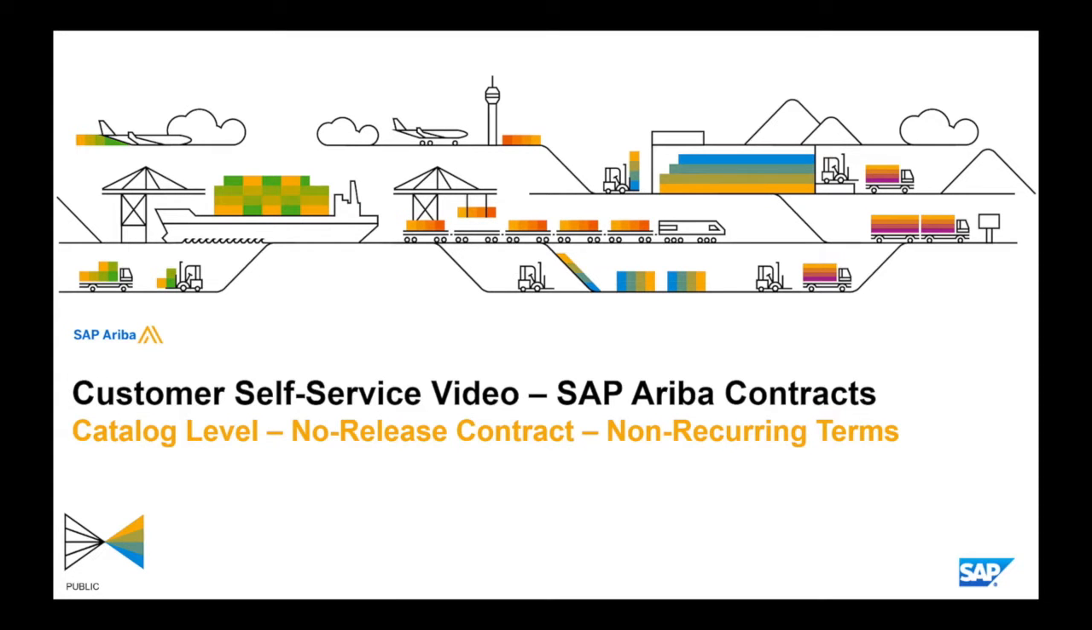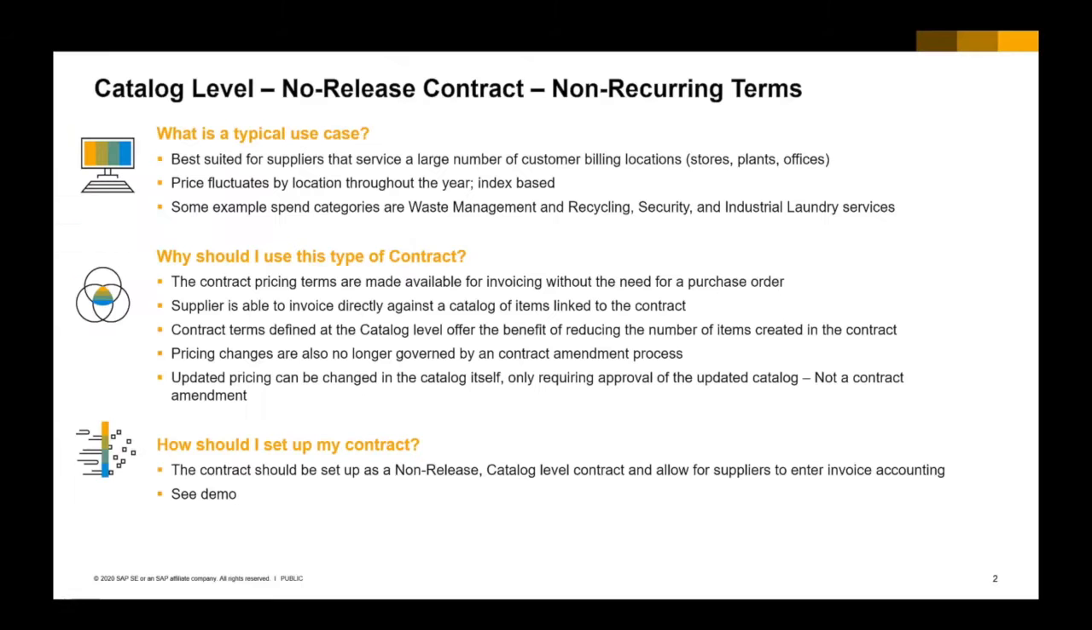And welcome to another SAP Ariba Customer Self-Service video. In this edition, we will review how to set up a catalog level contract in buying and invoicing. This contract will be set up as a non-release contract and will be best served for non-recurring terms.